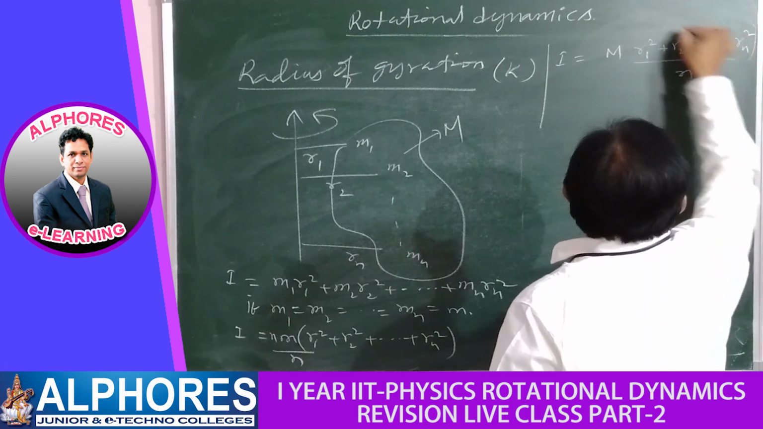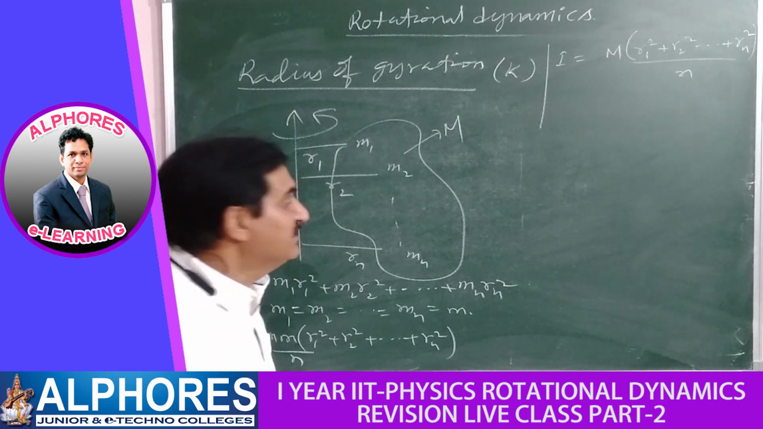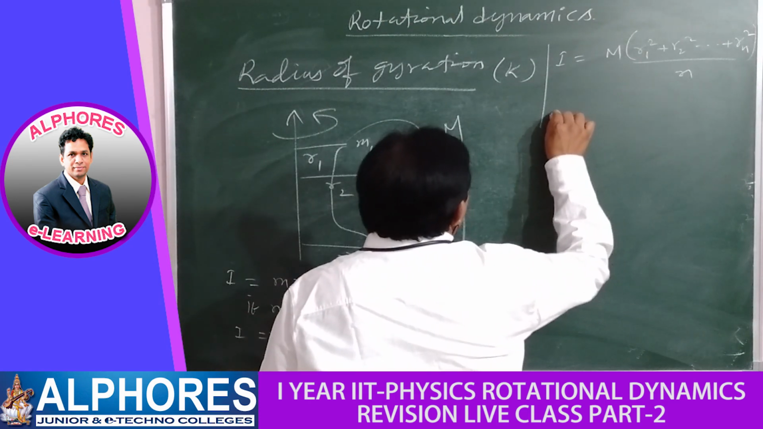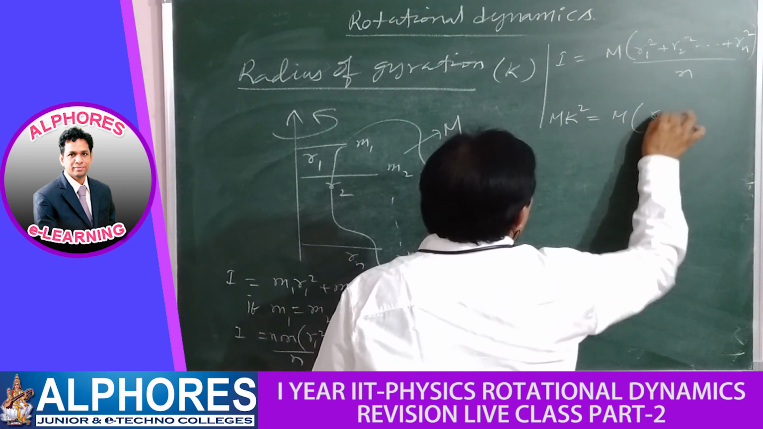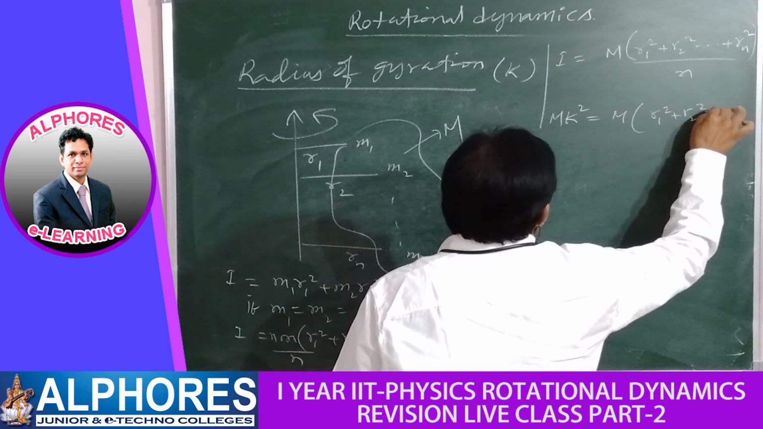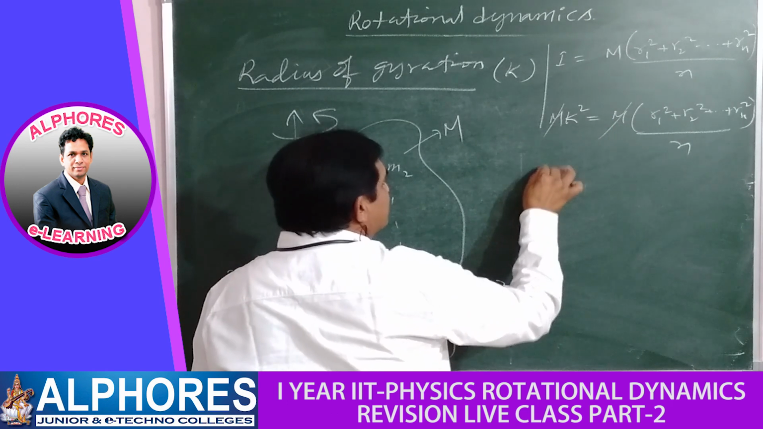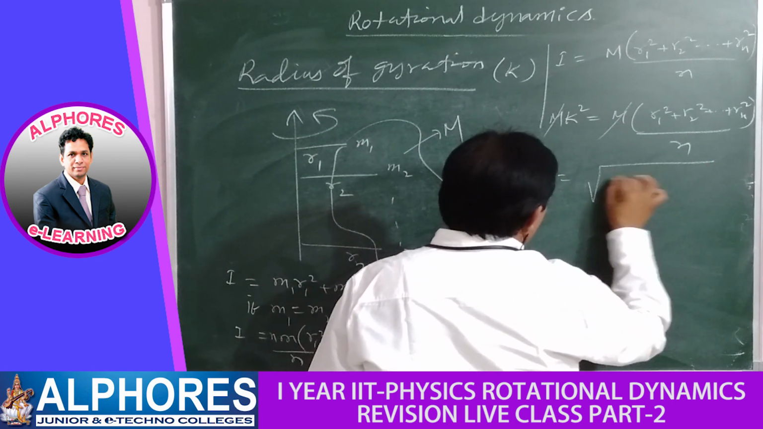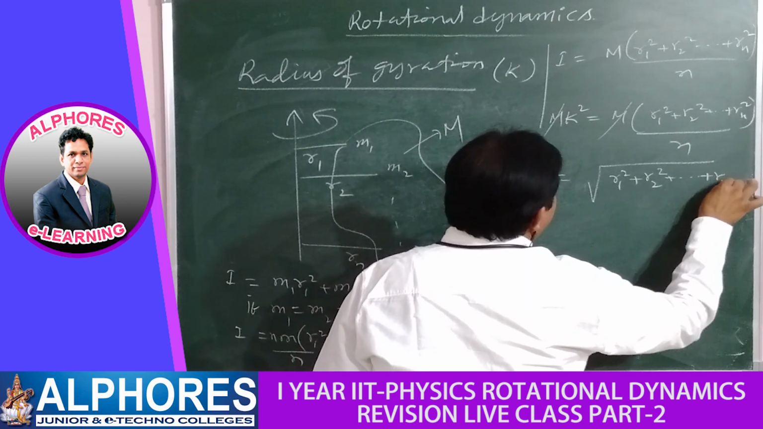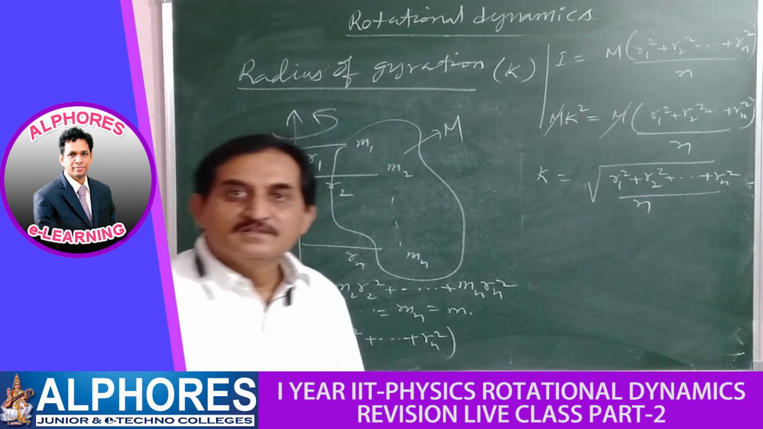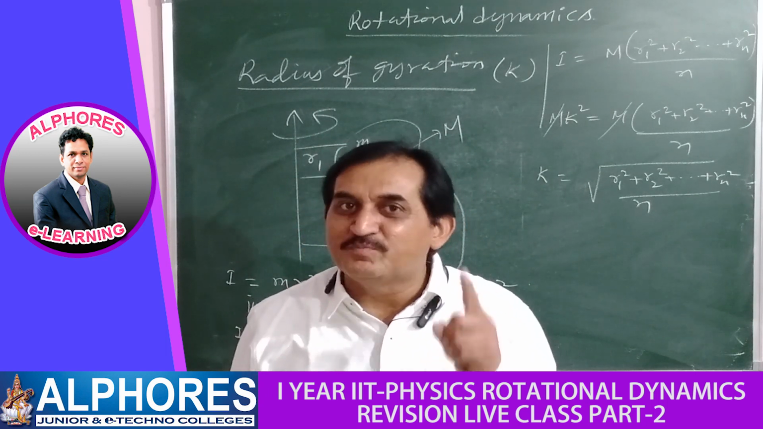We are finding the radius of gyration, therefore instead of I, let us substitute M k square, which is equal to M times r1 square plus r2 square plus so on rn square by n. M gets cancelled. K is equal to root over r1 square plus r2 square plus so on rn square by n. This is one more formula to find the radius of gyration of a system of particles.